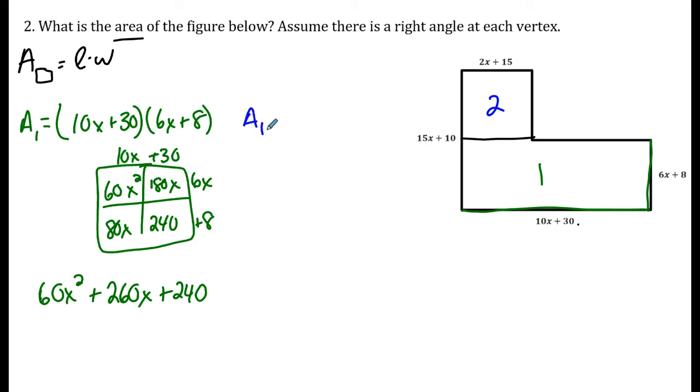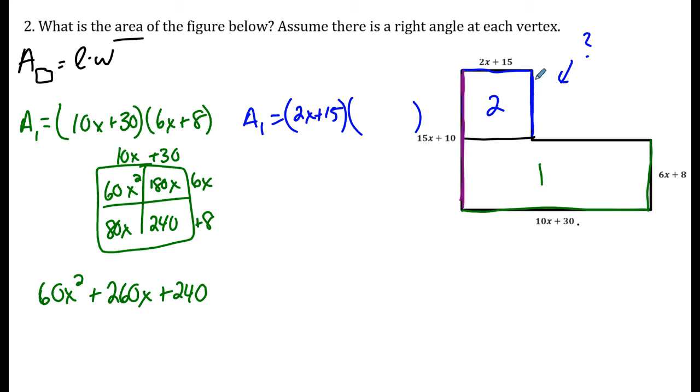Okay, how do I find the area of the blue? Well, it's a rectangle again, so length times width. Wait a minute. I know I have a length of 2x plus 15. That's one of the sides. How do I figure out this piece here? Well, it's not 15x plus 10. 15x plus 10 is this entire length here. I don't want that entire length, I just want that blue piece.